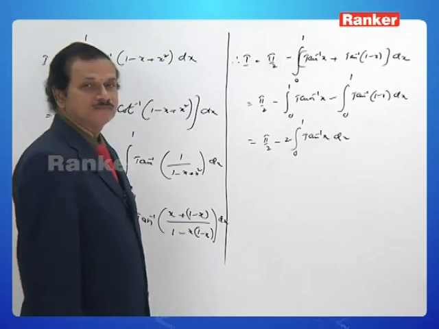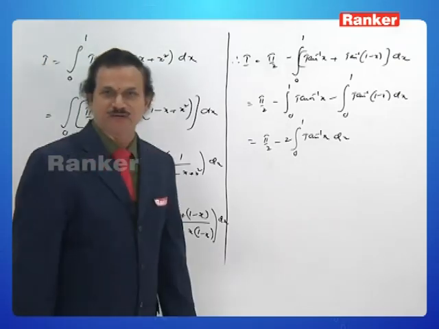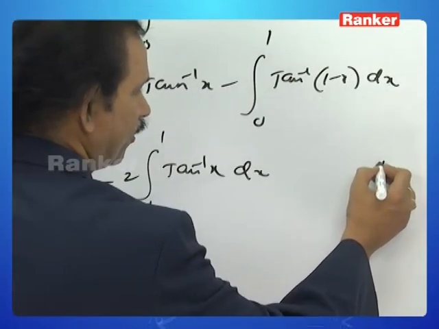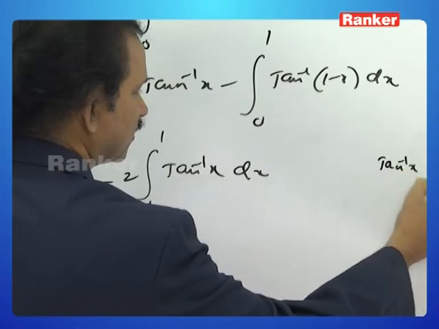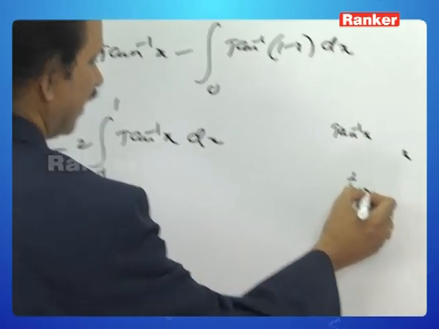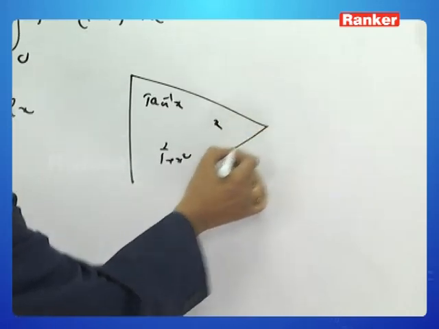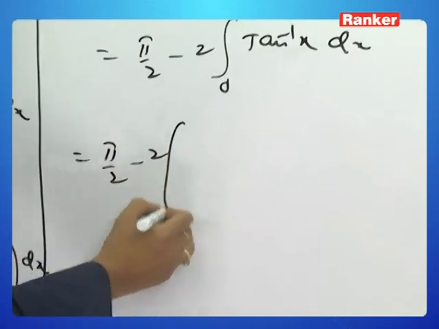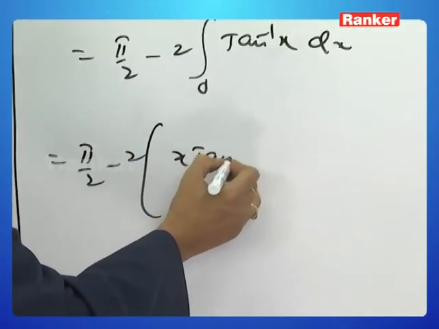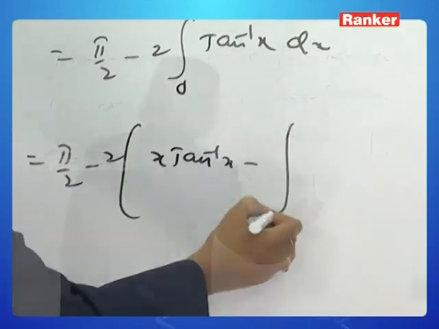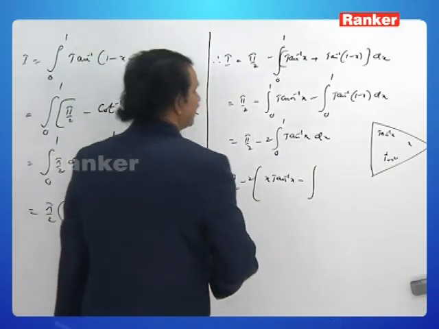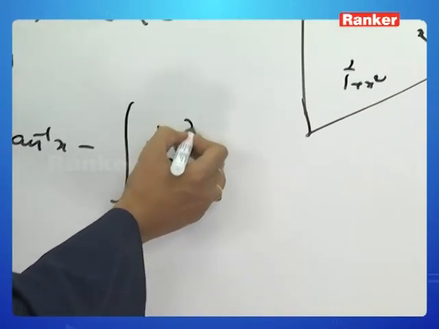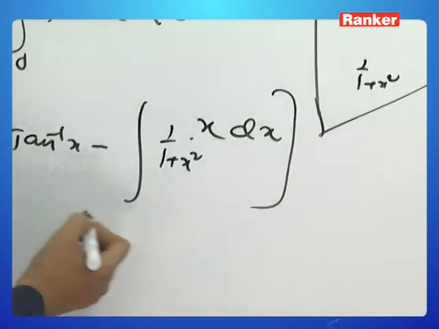Now we know that the integral of tan inverse x can be obtained by integration by parts. How can it be done? Do you want to have the triangular format? Tan inverse x, x, 1 by 1 plus x square. This is the triangular format. Come on. This is equal to pi by 2 minus 2 into x tan inverse x minus integral of 1 by (1 plus x square) into x dx between the limits 0 and 1.